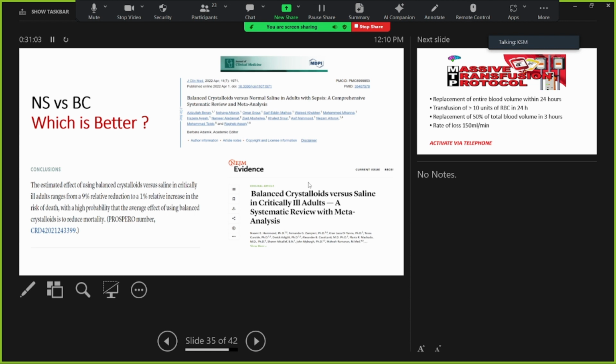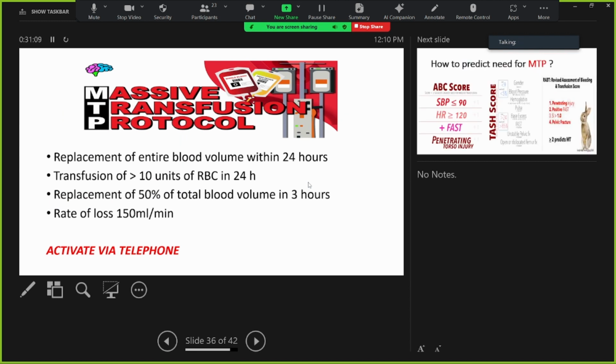So once we start the fluids, the maximum will be about 1 liter, and then we need to go for blood and blood products. This is one of the protocols that we have to apply daily, the massive transfusion protocol. There are a few definitions, but in the emergency setting we cannot use these retrospective definitions. We usually go for replacement of 50% of total blood volume in 3 hours, or a blood loss rate of more than 150 ml per minute. You need to activate massive transfusion according to these criteria.